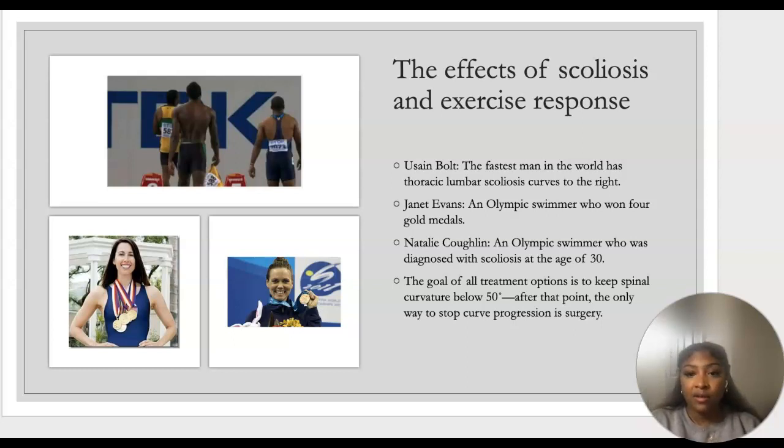But the overall goal of the treatment is to keep the spinal curvature below 50 degrees. After that point, the only way to stop the progression of the curvature will be surgery.